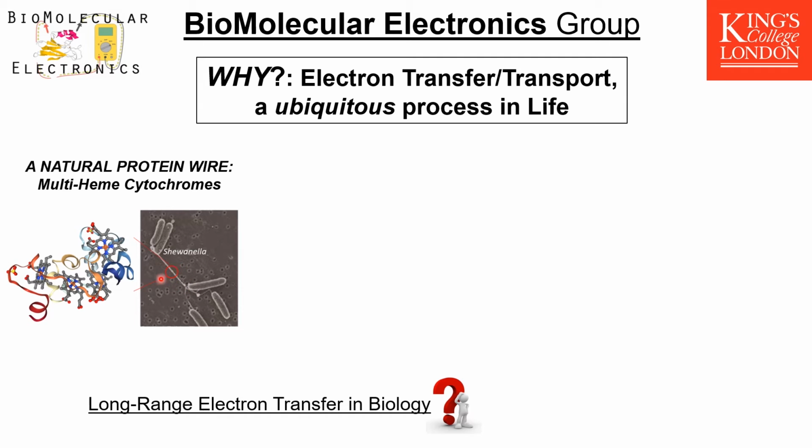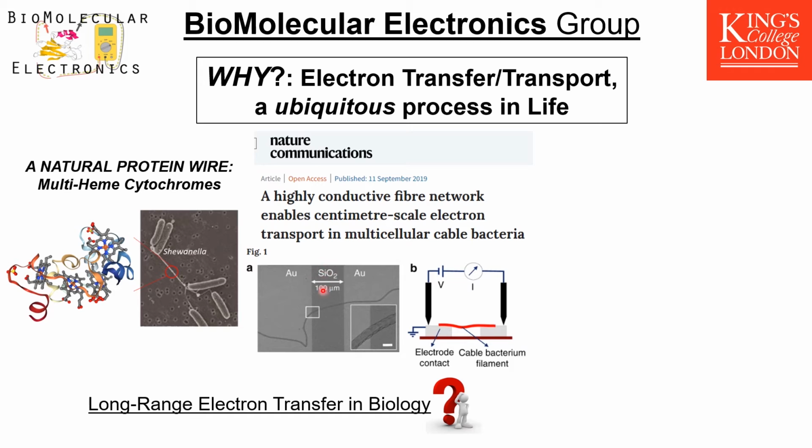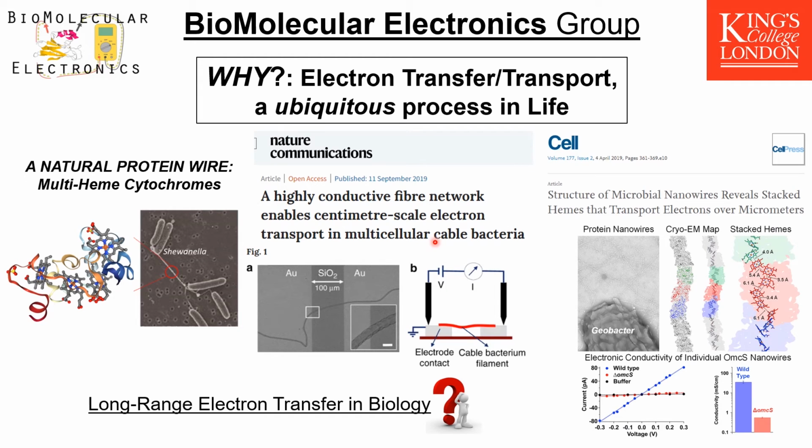If you look at this pili, the building blocks are these multi-heme proteins that make up the length of the pili. And now, very recent reports of the electrical characterization of this pili show that the electron transfer across them is on the centimeter scale of distances. So it can actually translocate electrons very efficiently over very long distances. Another report here in Cell, for example, 2019 as well, revealed the crystal structure of this pili as a stacked organization of heme groups, and they also recorded micrometer scale transport on this particular system.